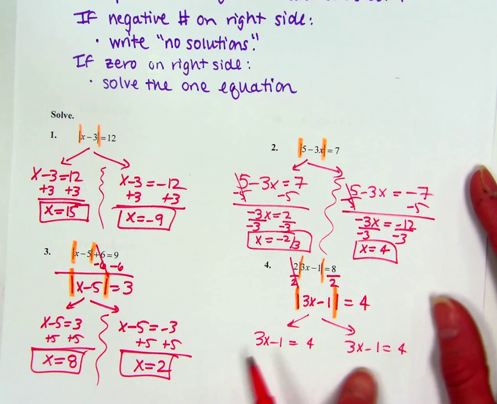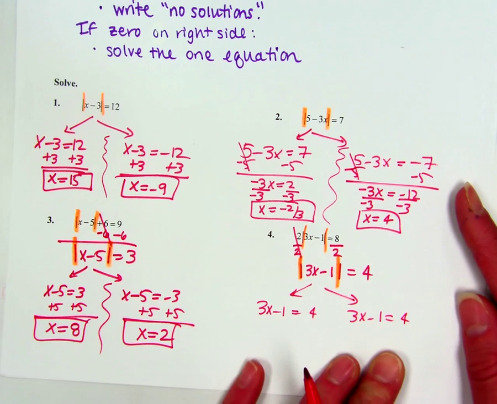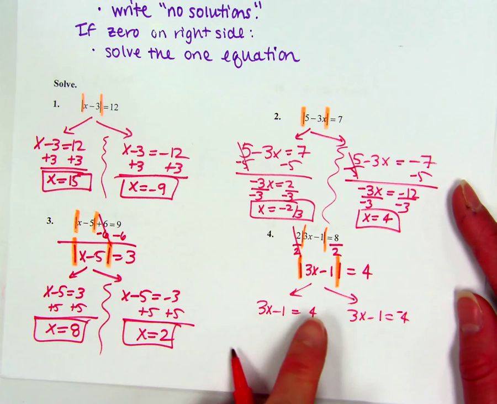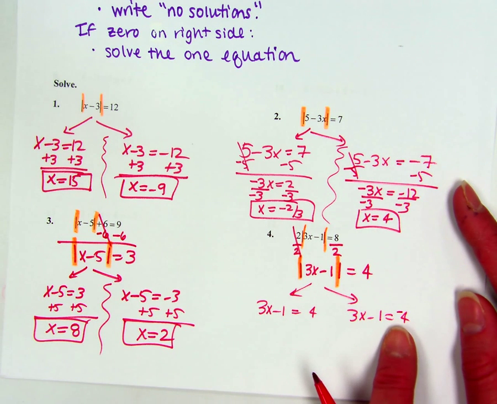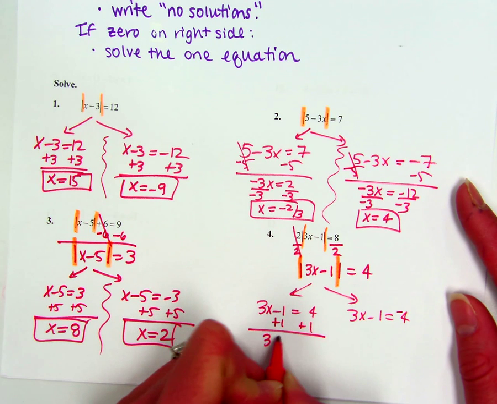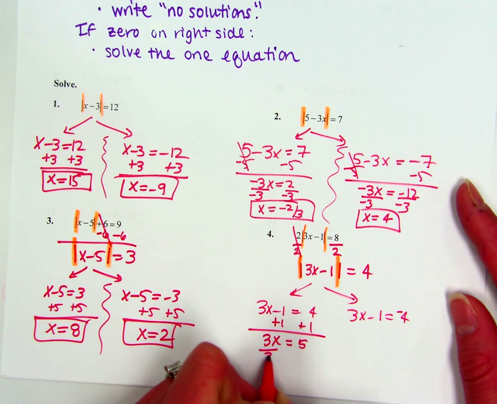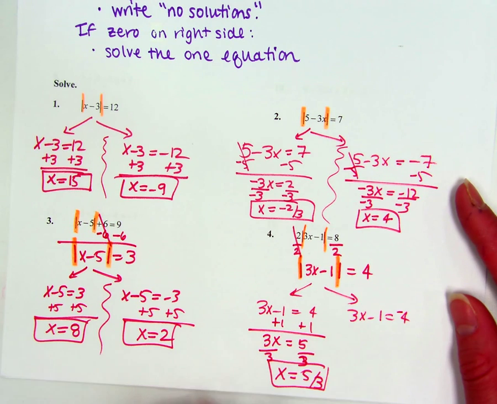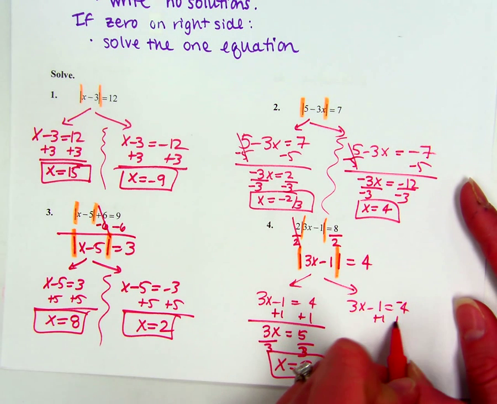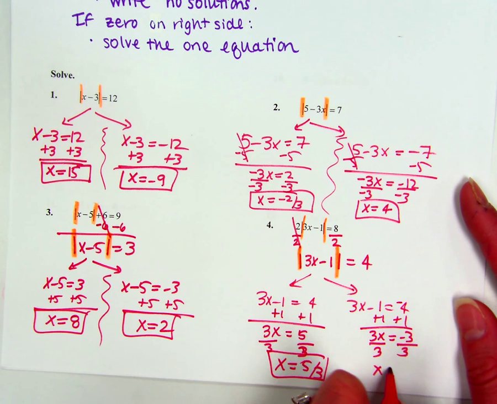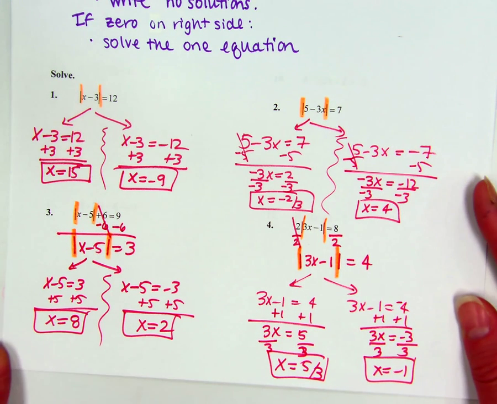All right, the reason why you're splitting into two equations is because on a number line there are two values that are 4 units away from 0. One of them is positive 4, one of them is negative 4. All right, so now we're just going to solve. We get 3x equals 5, and x equals 5 over 3. And then the other one, we're going to add 1. 3x equals negative 3, and x equals negative 1.